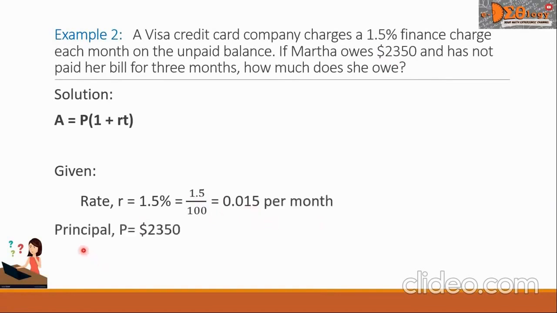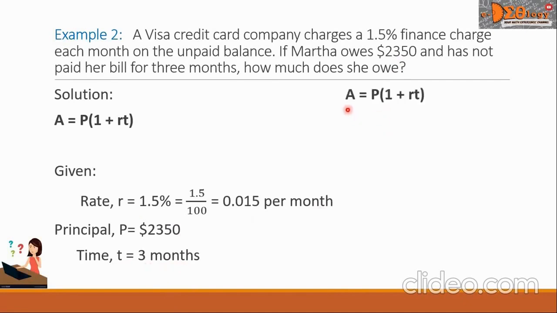Now, the principal, denoted by capital P, is the 2,350. Next is the time, denoted by small t, and that is 3 months. Take note, our R here is per month, and the time is given in months. Let us now solve our problem.